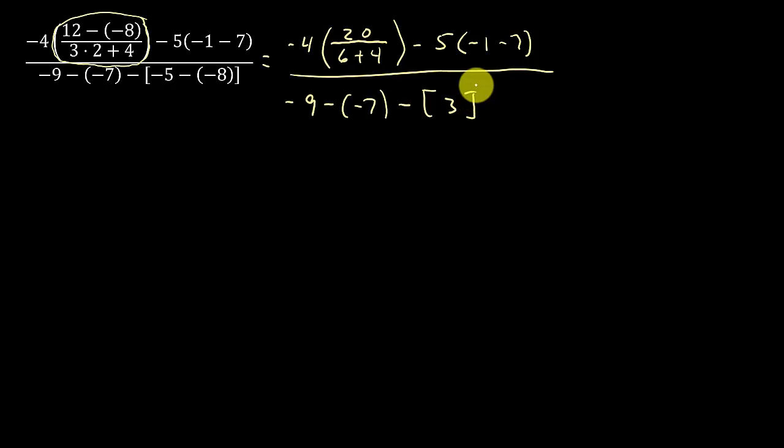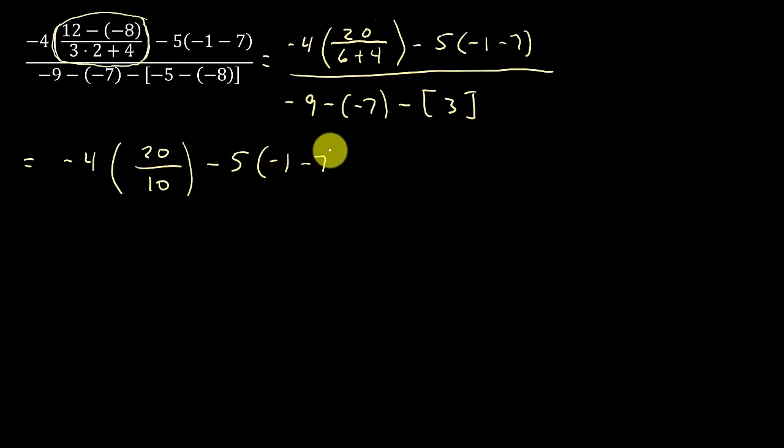Now let's do the next step. Let's look at just the numerator. So that's going to be -4 times. Nothing I can do in the numerator right here. So that's just 20 over. And then the denominator, I can multiply the 6 and the 4. That's 10. Minus, and that's going to be 5 times -1 minus 7 over.